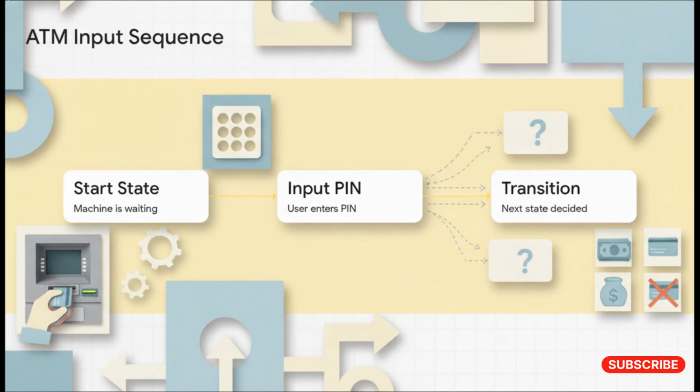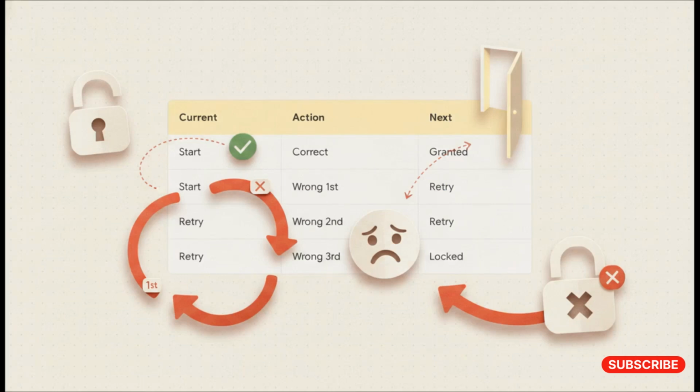And the tension of that moment is that the next state depends entirely on the accuracy of the sequence you just typed in. And this brilliantly illustrates exactly how this logic flows. If we're in state 1, the start state, and the action is entering the correct PIN, the next state is access granted. Boom. Perfect. But look at the sequence if things go wrong.